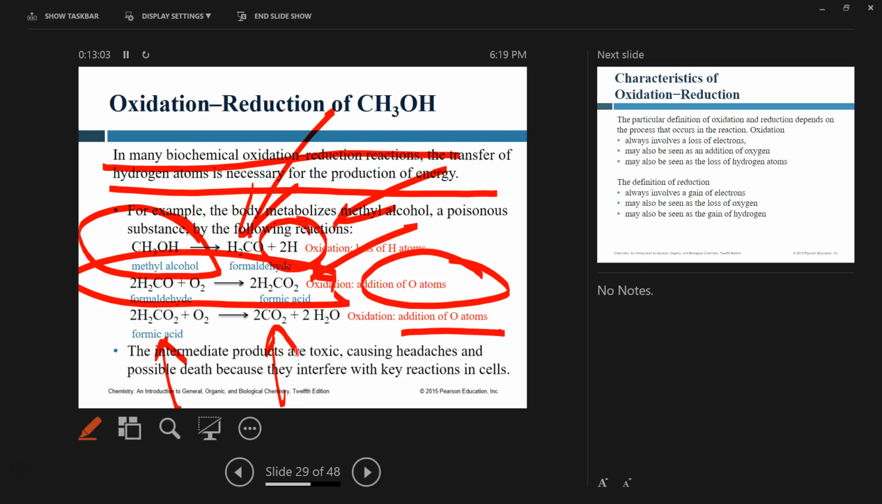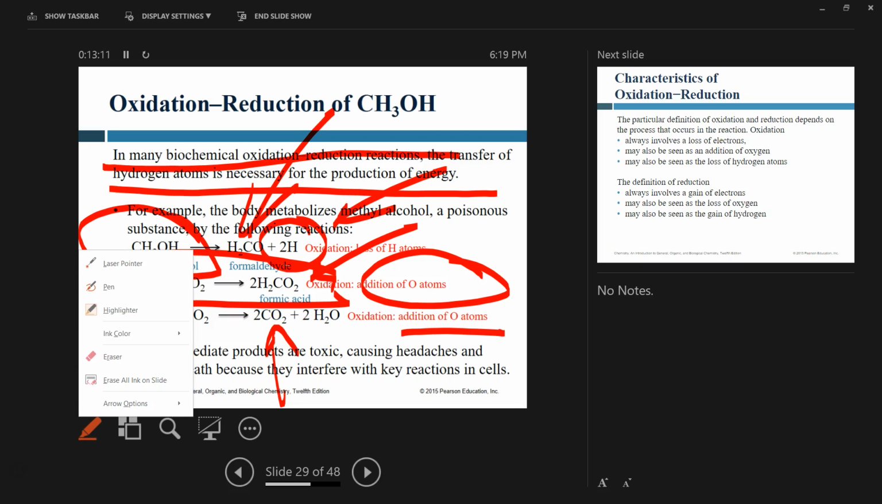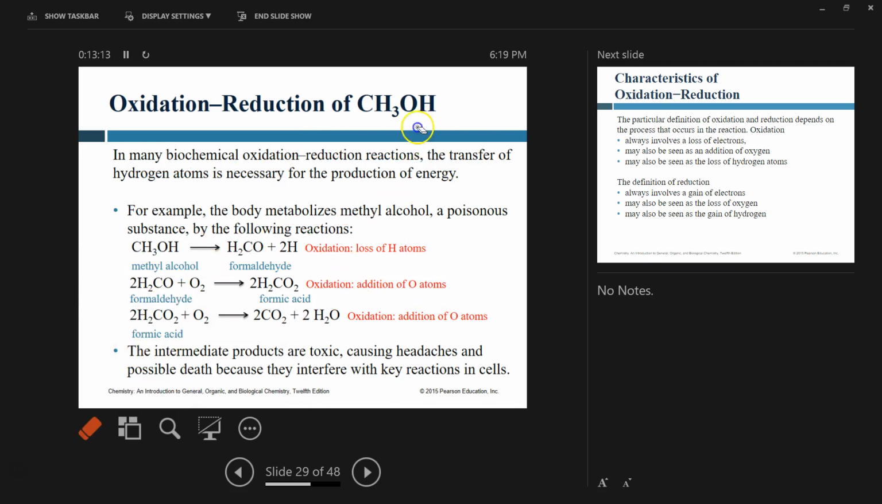So we usually say this: if you speak to a biologist, a pure biologist, they will tell you that oxidation and reduction is about loss of hydrogen or addition of oxygen. Does that make sense? So oxidation is either loss of hydrogen or addition of oxygen. If you talk to a chemist, they will tell you oxidation and reduction is an exchange of electrons.